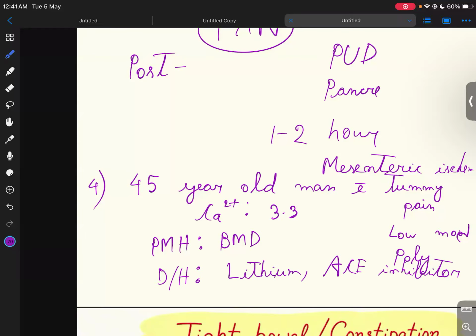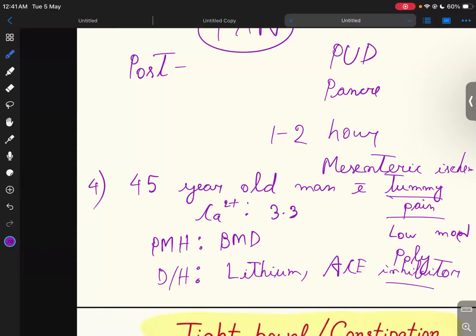Epigastric region, doctor. Lithium-induced hypercalcemia. Wonderful answer, doctor. Nephrogenic diabetes insipidus. No, doctor. The patient presented with tummy pain. What is the cause of tummy pain here? It can be peptic ulcer disease due to hypercalcemia, yes, epigastric pain. And hypercalcemia will also cause nephrogenic diabetes insipidus, resulting in polydipsia and polyuria.